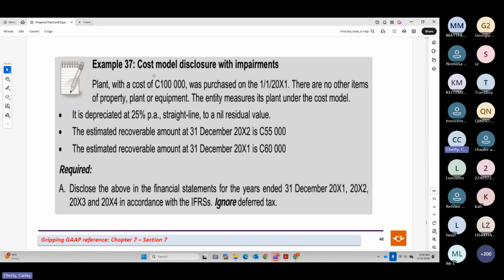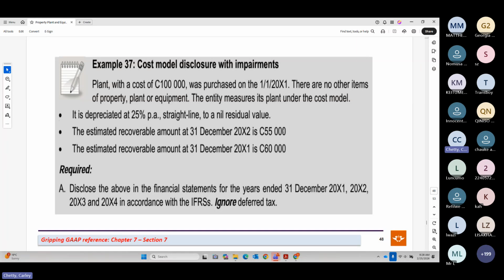So here we have a disclosure example using the cost model disclosure with impairments. This just shows you how we disclose impairments and various other items relating to PPE. Plant with a cost of 100,000 was purchased on 1 Jan 20X1. There are no other items of property, plant, and equipment. The entity measures its plant under the cost model. It is depreciated at 25% per annum, straight line, to a nil residual value.